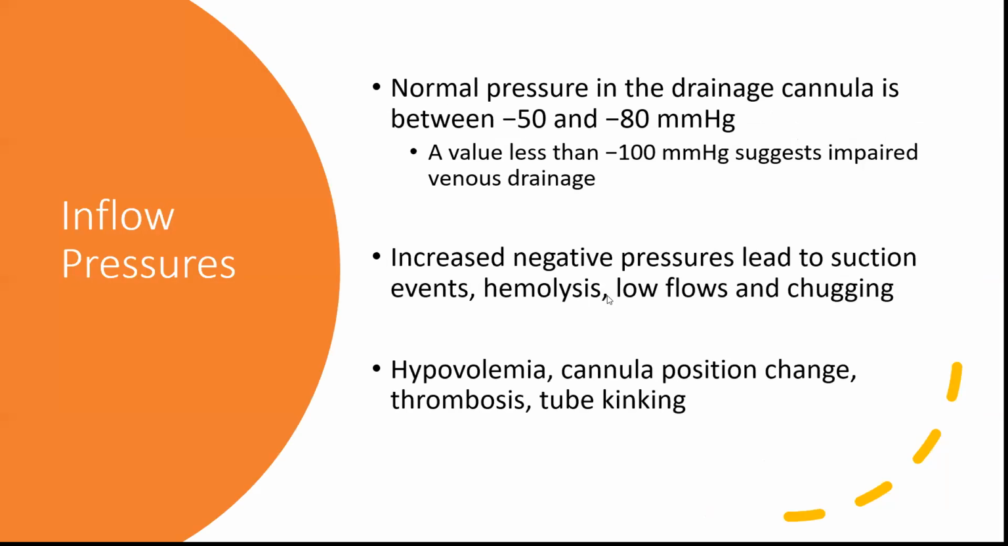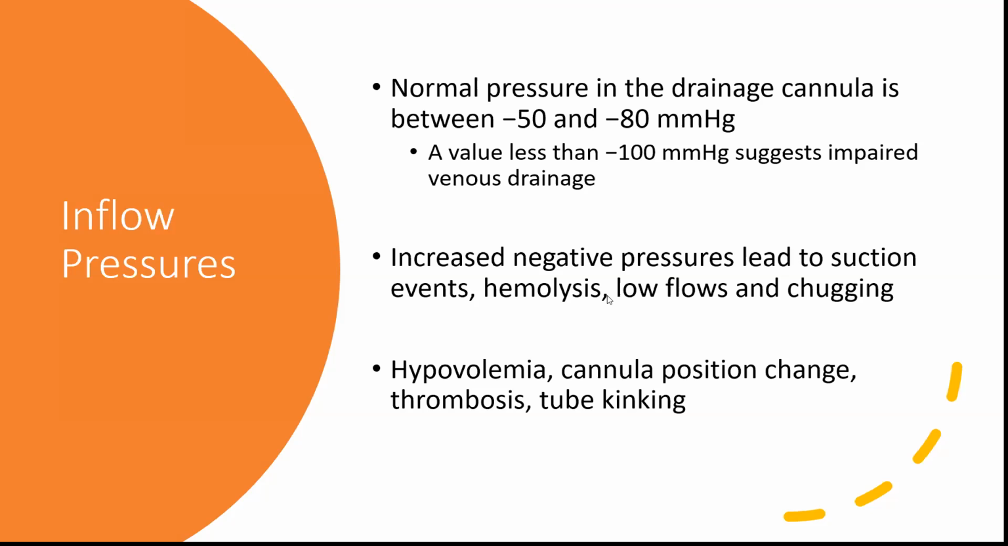The inflow pressure is the last component we're going to talk about. So you have a negative pressure on the inflow cannula. That's what draws the blood in. The normal negative pressures are between -50 to -80 millimeters of mercury. If you are going more negative, so if you're going above -100 millimeters of mercury, it can suggest that you're working too hard to pull that blood into the ECMO circuit. So there's impaired drainage for whatever reason. We care about impaired drainage or that high negative pressure because it can lead to hemolysis, it can lead to low flows, you can have chugging.